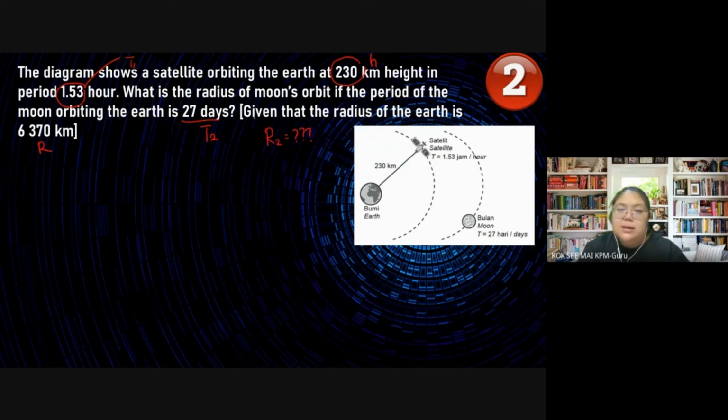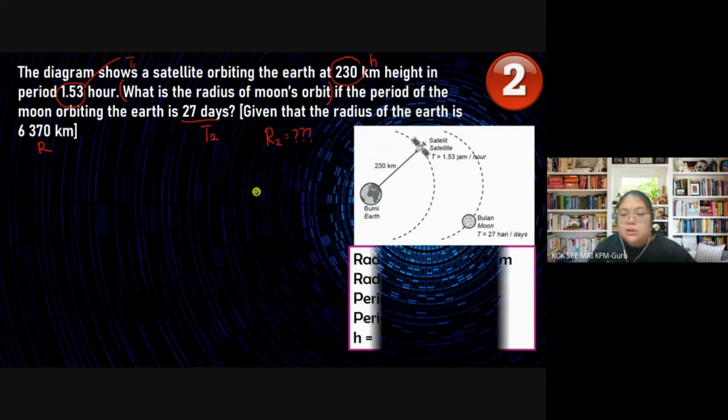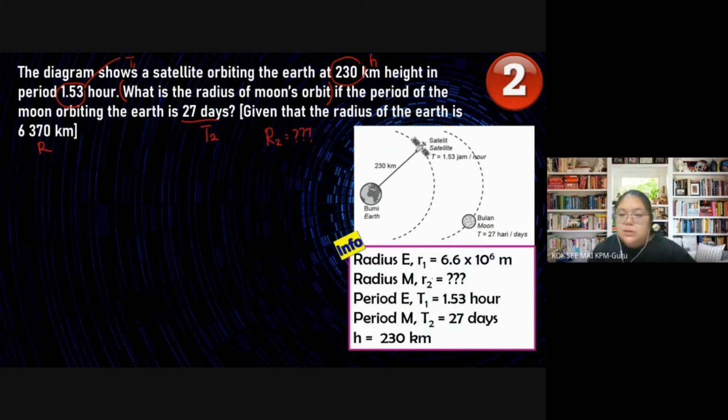Then the satellite orbit is 1.53 hours. After that, I need to find out what is the radius of the Moon's orbit. This one is what they want to find. So from here, you need to create the formula. It's the same Kepler's third law. So I just show the info first. This one is T1. This one exactly I already added. Suppose you need to do the first step.